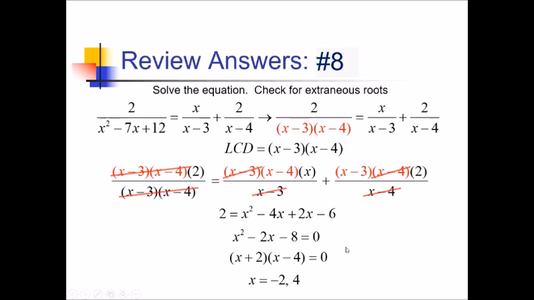But wait, before I just call it a day, I have to make sure these don't make the original problem undefined. So if I plug negative 2 into all these denominators here, I'm not going to get 0 in any denominator, so I'm good with negative 2. However, if I plug 4 into the x minus 4 here, I'm going to get 0 in this denominator. Since 4 makes the original undefined, we actually have to cross that off. That's an extraneous root, and only negative 2 is our final answer.